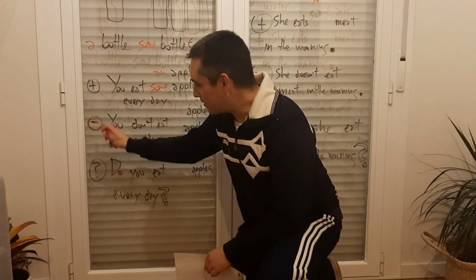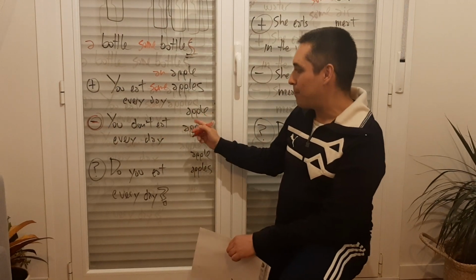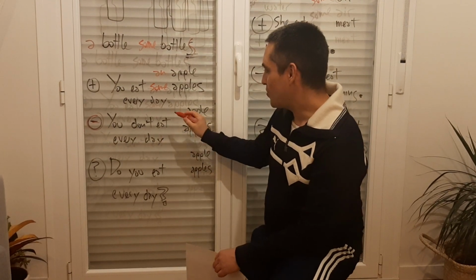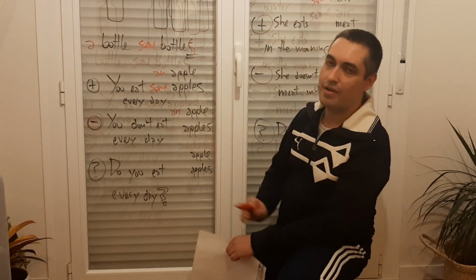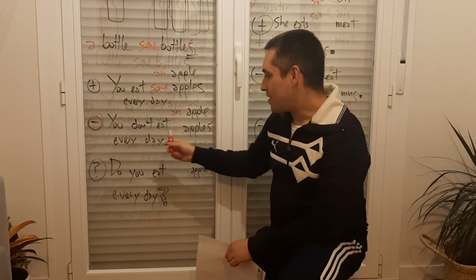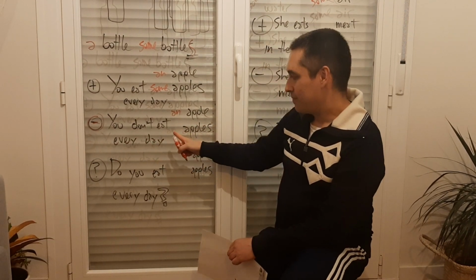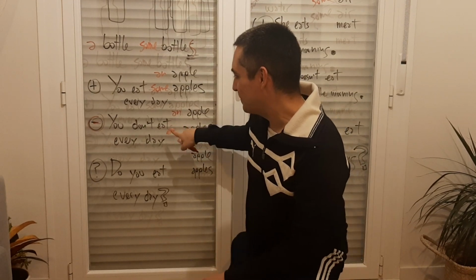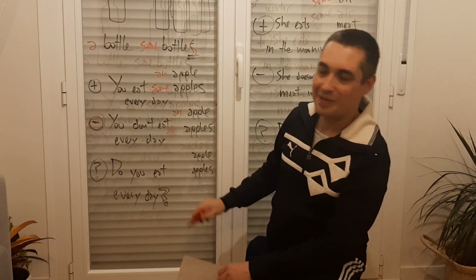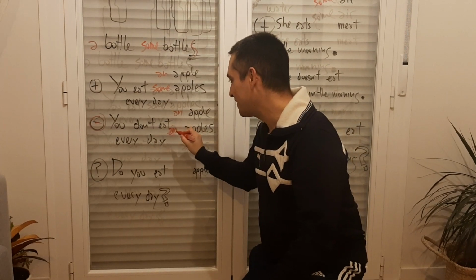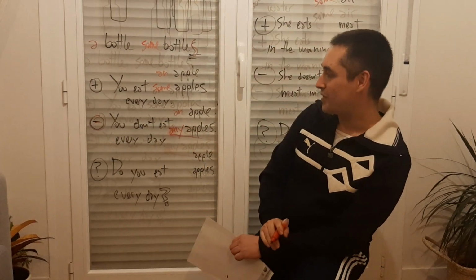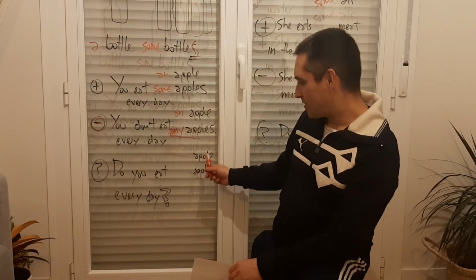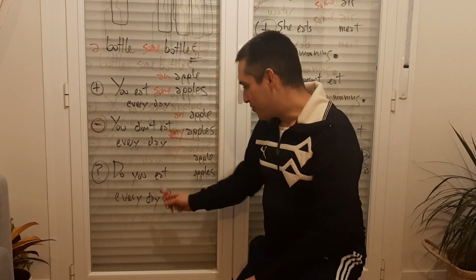Let's move on to the negative sentence. You don't eat an apple every day. You don't eat apples every day. Some or any? In this case, any. You don't eat any apples every day.